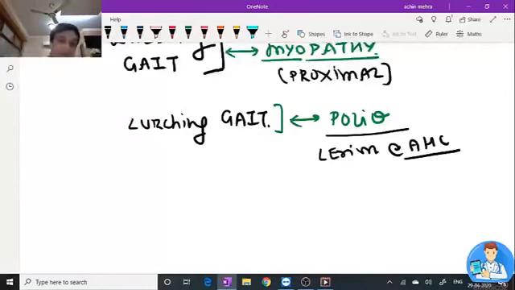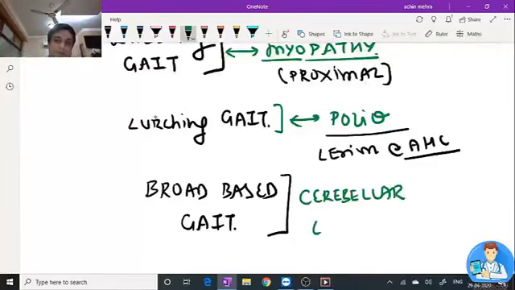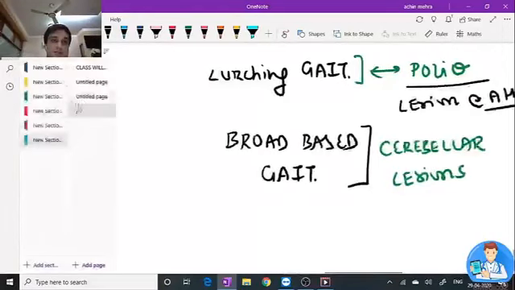Okay. Then we have another gait with us, which is known as a broad-based gait. Broad-based gait is seen in patients with cerebellar lesions. So remember, this broad-based gait is seen in cerebellar lesions. Okay. Now, the cerebellum is an organ in the central nervous system that maintains my coordination and balance. And why does this whole broad-based thing come into it? It's very simple if you look at the video.